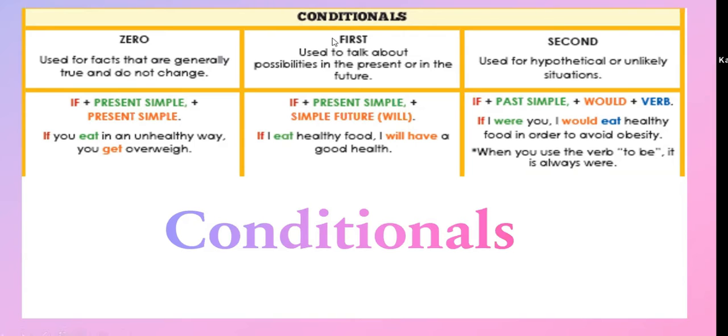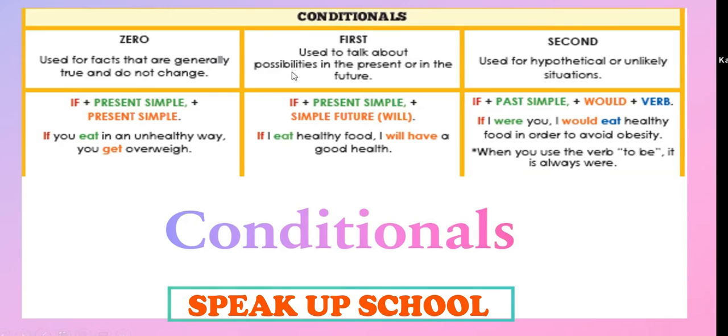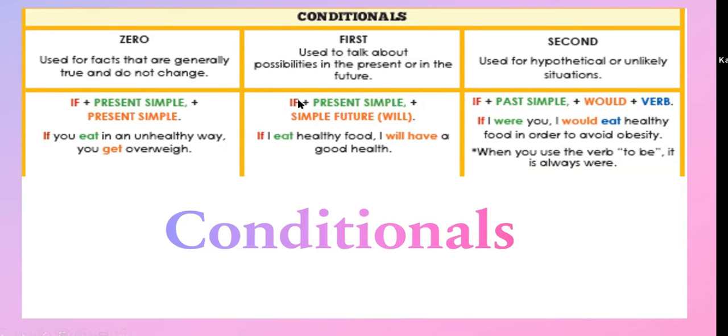Then we have first conditionals, which are used to talk about possibilities in the present or in the future. In the first conditional, we use if. Our first verb is in present simple, and the second verb is in simple future. We use will. This is your clue word, will. So, if I eat healthy food, I will have good health. We have our if, our verb in present simple, and then our simple future: will have good health.